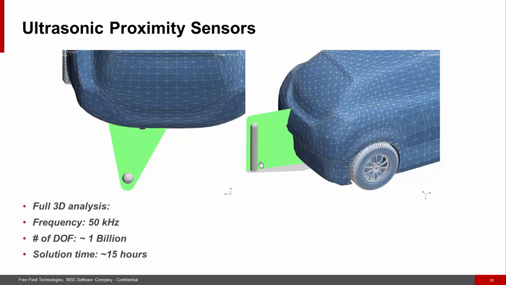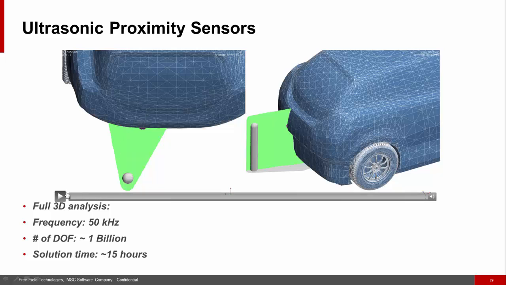In this case, the analysis involves roughly 1 billion degrees of freedom, and it was solved in about 15 hours. And here we can see the results. We have the waves that have been radiated and are back reflected. And we see here what is the problem. So basically, when the waves radiate, they impact the object, but also other objects such as the ground floor.